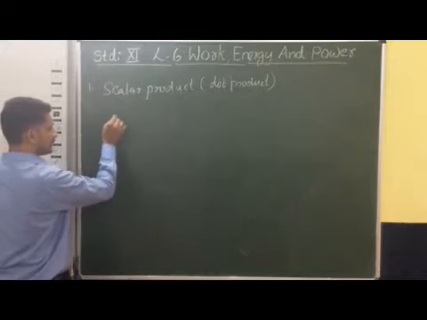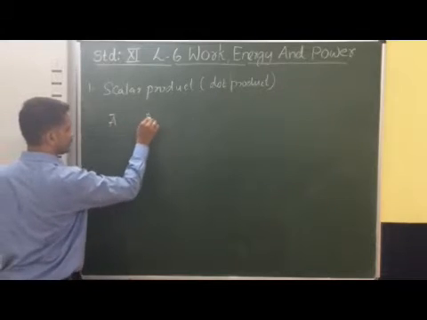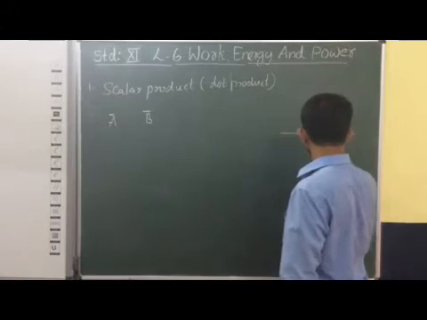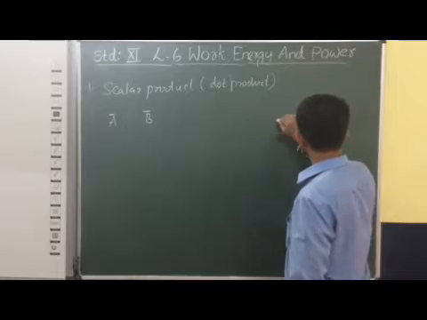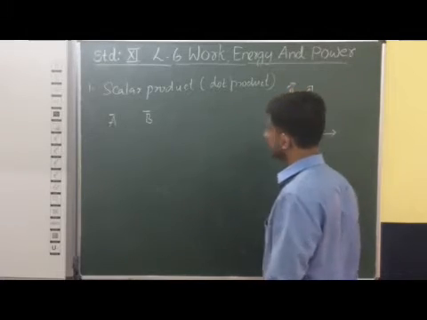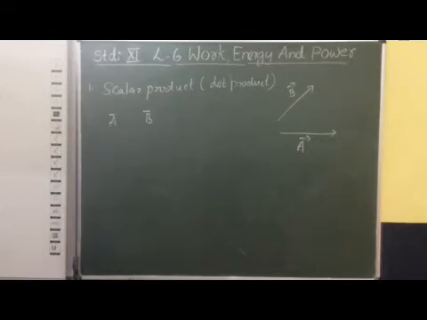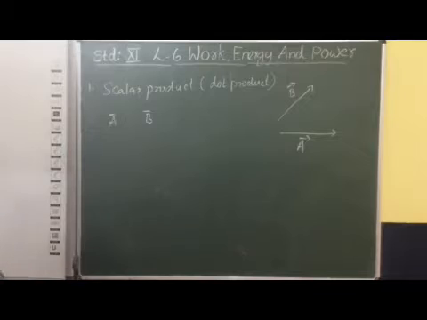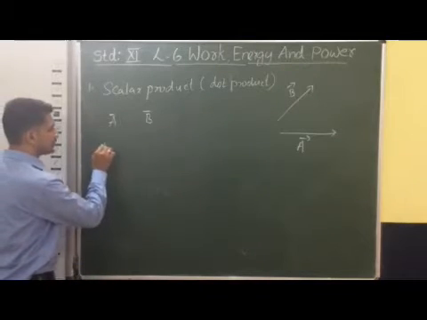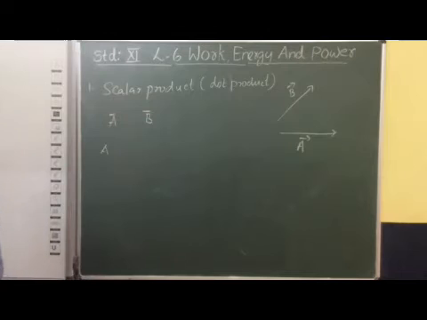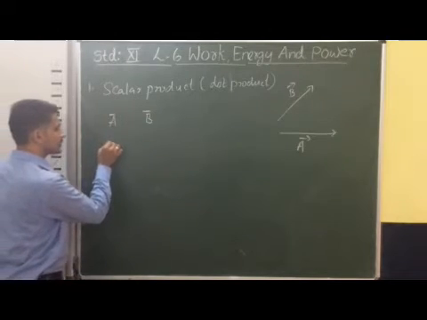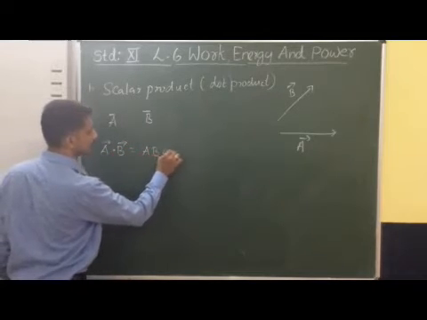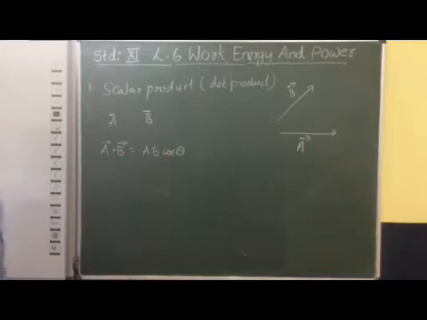Suppose we have two vectors, vector A and vector B. We can represent them graphically. This is the way I consider vector A and vector B. I want to multiply these two vectors, A dot B. If we want to multiply these two vectors by the method of scalar product, we can take A dot B is equal to AB cos theta.